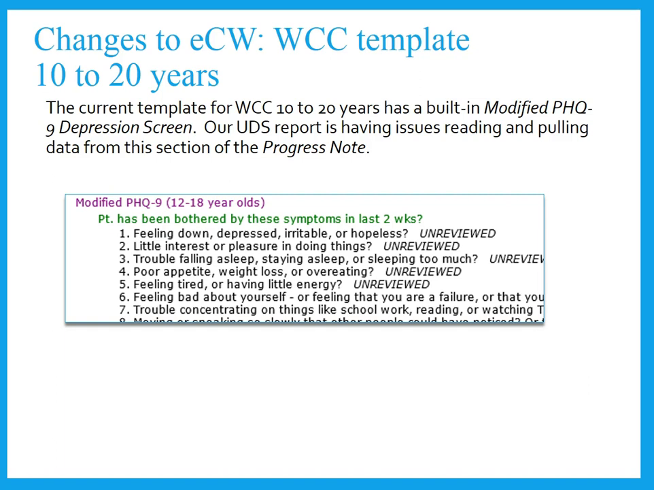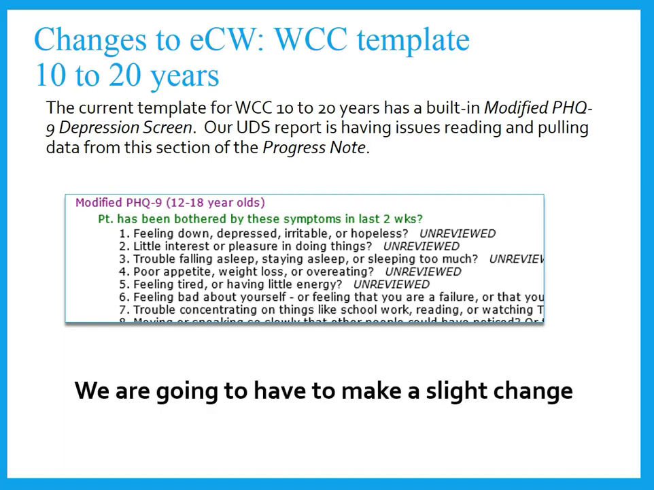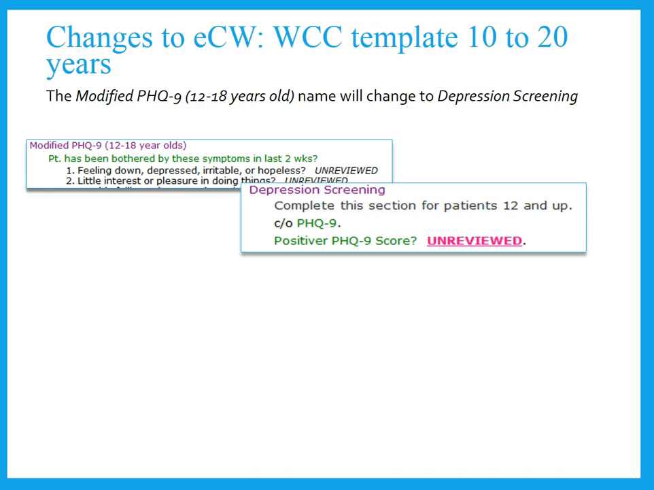Changes to the ECW template continued. So for the well-child check template, 10 to 20 years, currently has a built-in modified PHQ-9 depression screen. Our UDS report is having issues reading and pulling data from this section of the progress note. So we're going to have to make a slight change. The modified PHQ-9, 12 to 18 years old, name will change to depression screening.